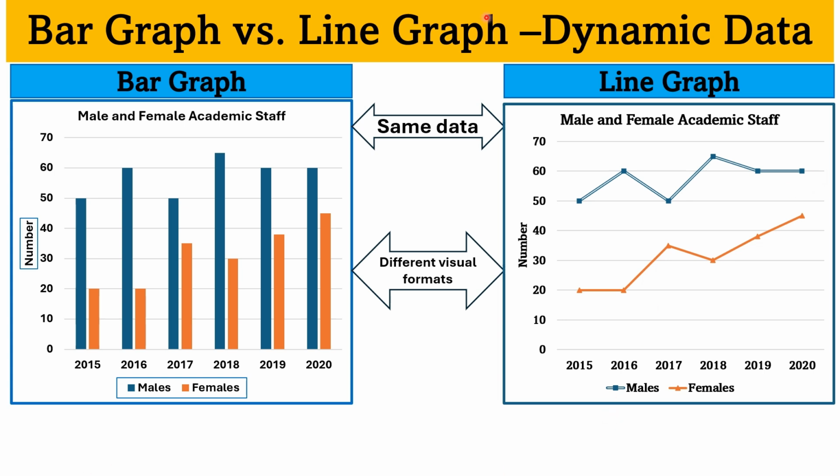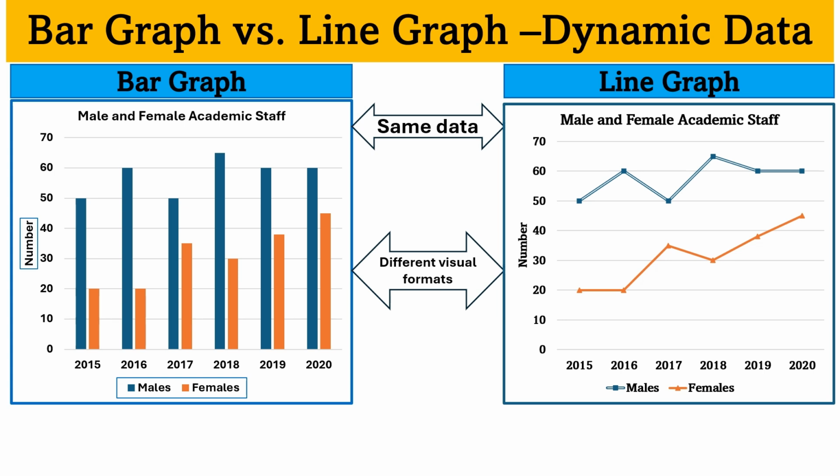Even though the numbers are identical, the visual impression is quite different. The line graph gives you a smooth sense of movement or trend, while the bar graph divides the information into clear individual stages, so you notice each year more distinctly. And here is something useful to remember. The description of a dynamic bar graph is almost the same as that of a line graph, because both show how values change over time. So if the data is dynamic, it doesn't matter whether it's in bars or lines. Your overall approach to describing it will be very similar.